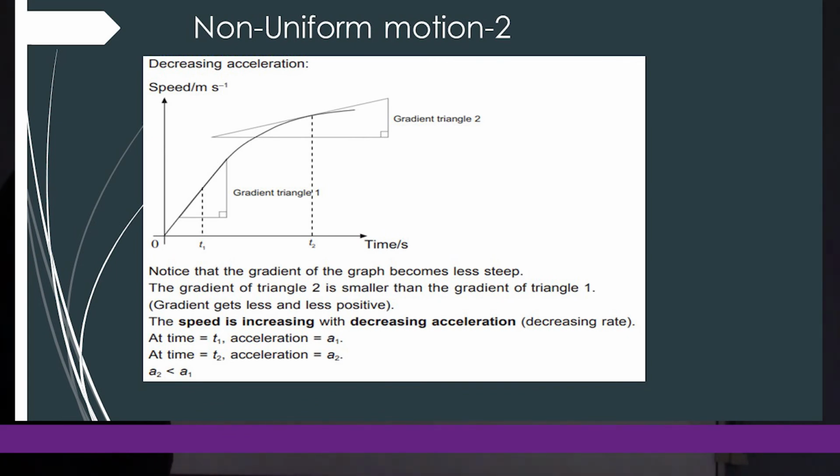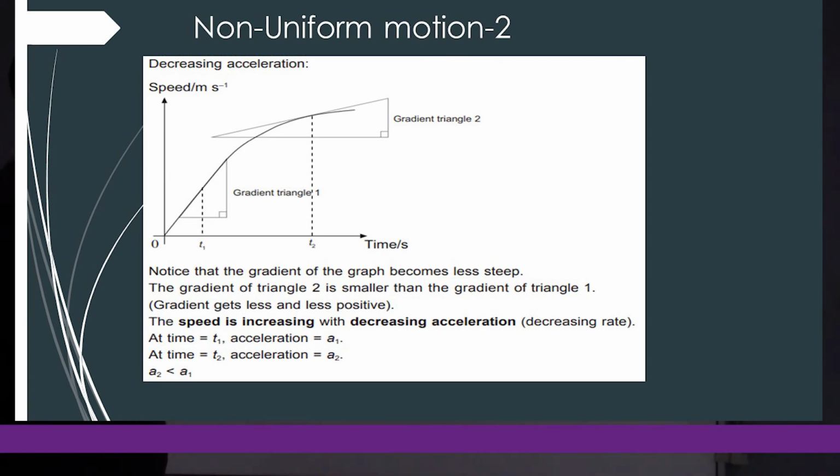Notice that the gradient of the graph becomes less steep. We've commented on that. It's decreasing as we go up or continue with the motion. The gradient of triangle 2 is smaller than the gradient of triangle A. If you calculate these gradients, you see that this one is higher, this one is low. So the gradient gets less and less positive as the motion continues.